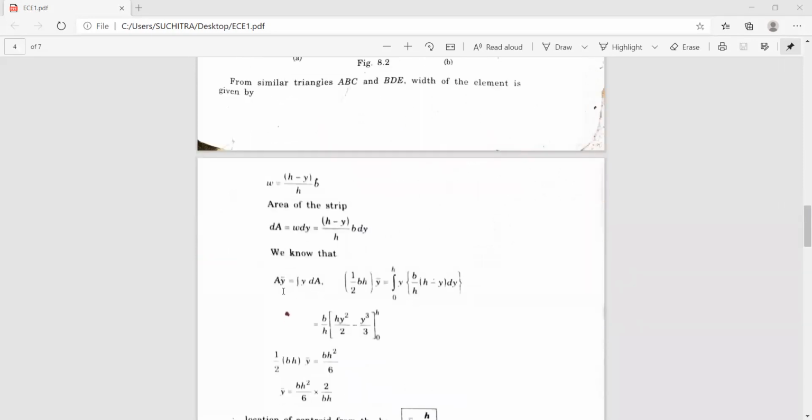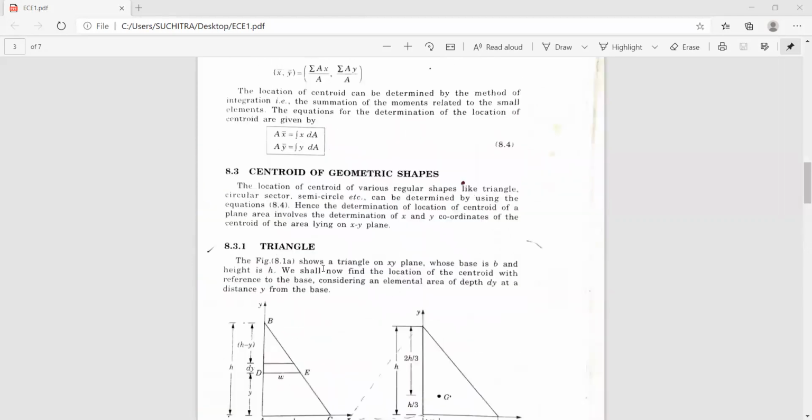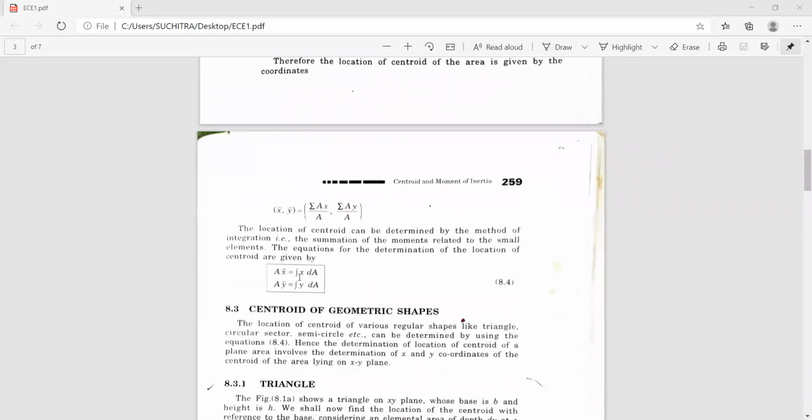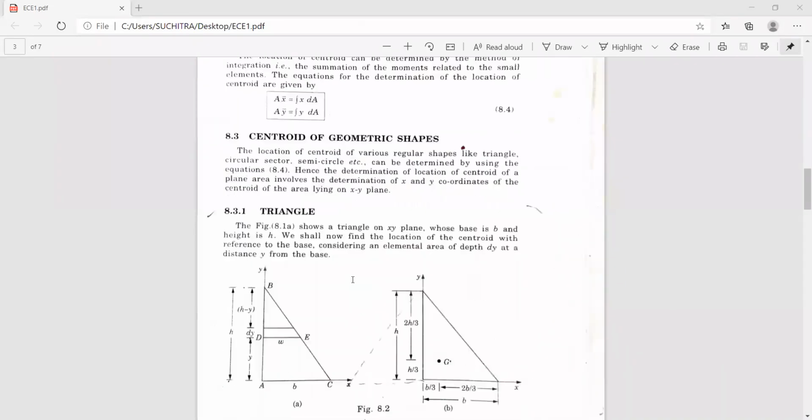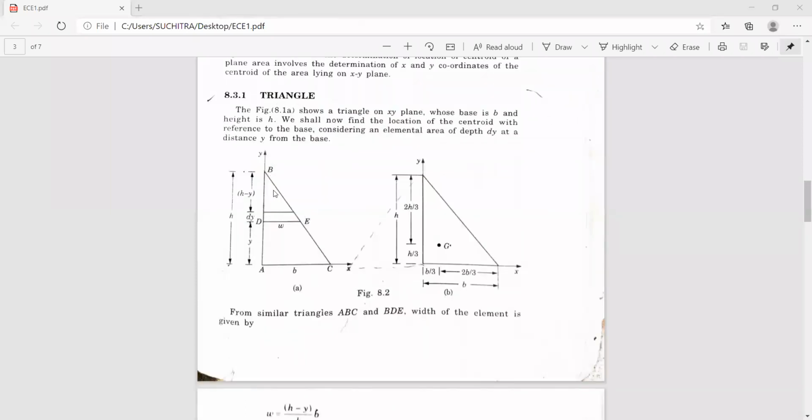Now we know that A y bar is nothing but the integral of y dA. So this is the equation we will be using. A x bar is equal to integral of x dA, and A y bar is equal to integral of y dA. Because we are finding the centroidal distance of this right angle triangle with respect to base, hence we need to use A y bar. So y bar is always measured with respect to the x-axis, and x bar is always measured with respect to the y-axis. So in our case, we are considering the x-axis as reference to find the centroidal distance.